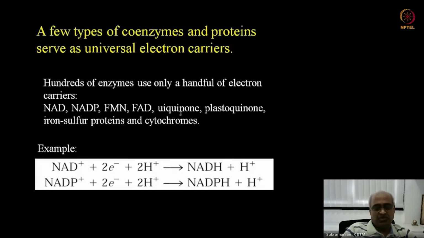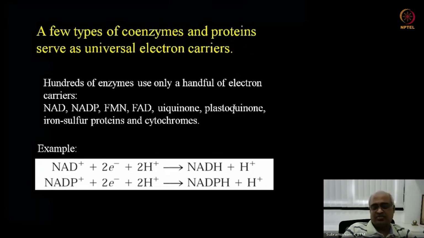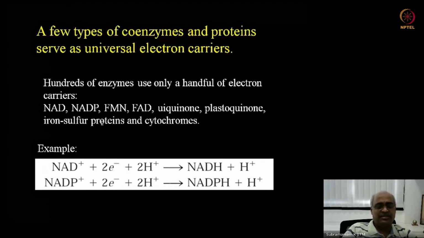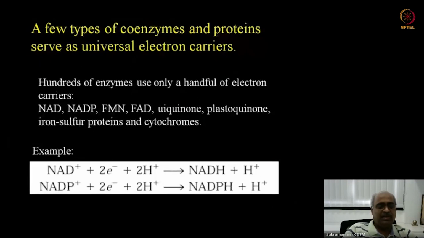Then you have ubiquinone, specialized to work in membranes. It's hydrophobic. Plastoquinone is similar to ubiquinone, but functions in photosynthesis. Then iron sulfur proteins. They have a cluster of iron and sulfur ions coordinated in the proteins, and they help in electron transfer. We will see this when we go to the electron transport chain. And then cytochromes, these are proteins.